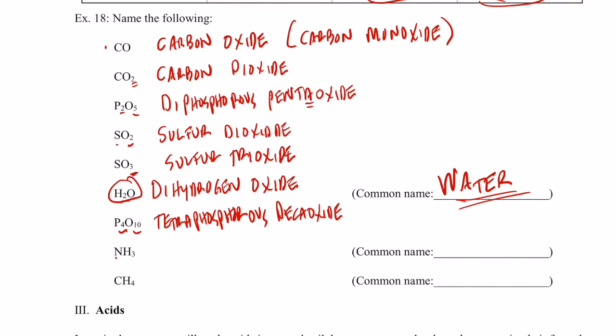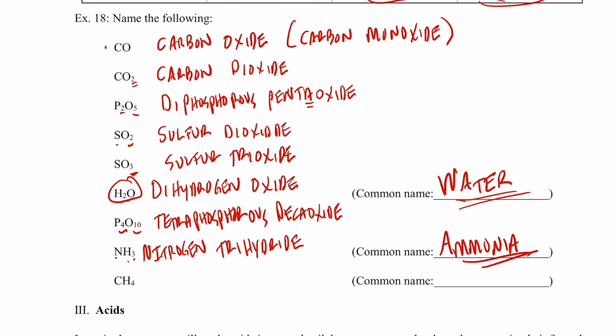NH3. So there's one nitrogen, so we could use the prefix mono if we wanted to, but I'm going to leave it off, so we're just going to say nitrogen, and then 3. Tri, remember the second element has to end in ide, so trihydride. Nitrogen trihydride. Now the common name for that is ammonia. And that's another one. A hardcore chemist will not call NH3 nitrogen trihydride. They will almost always refer to it as ammonia. So I expect you to use the common name for NH3 as well.